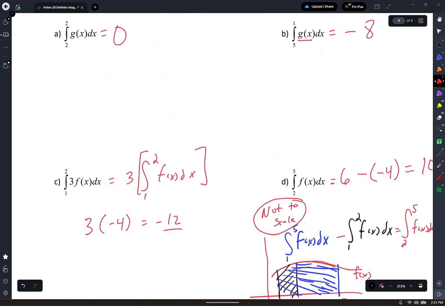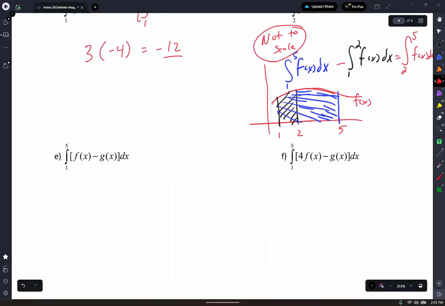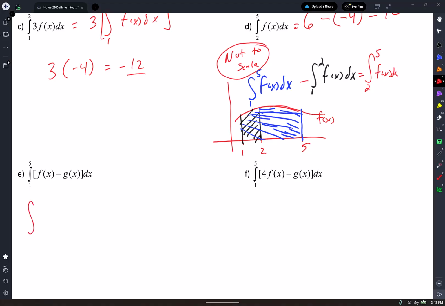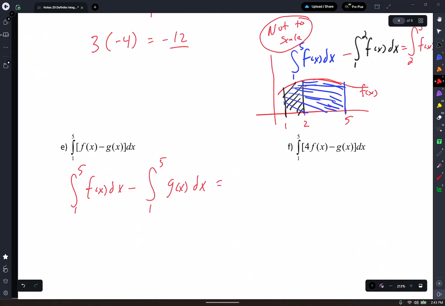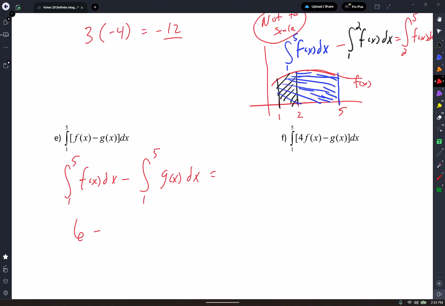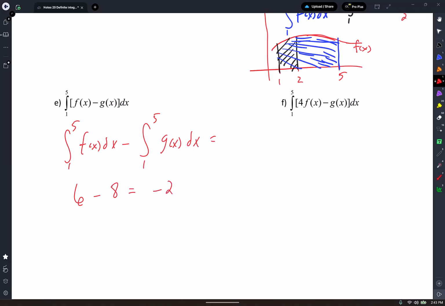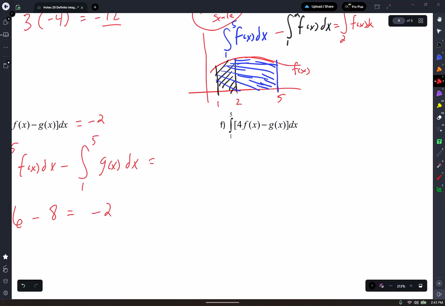It says area from 1 to 5 of f of x. I do have that. And it says area from 1 to 5 of g of x. I have that as well. So, for good notes, I'm going to write integral 1 to 5 of f of x dx minus integral 1 to 5 of g of x dx. You've got to have that dx in there, guys. You've got to have that differential. Area from 1 to 5 of f of x is 6. Area of g of x from 1 to 5, what's 6 minus 8? There's the answer, -2. Are we still okay, guys?